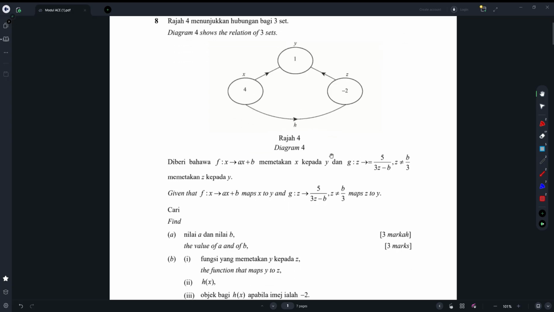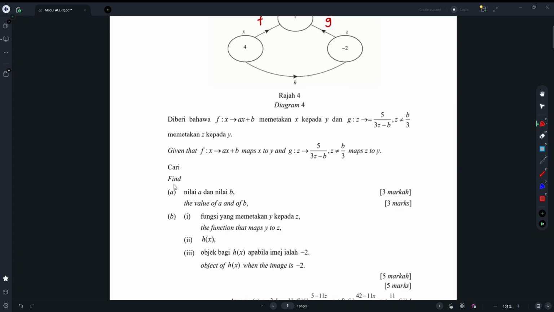As we read the question, we know that f(x) is ax plus b and maps x to y. So we can immediately label the diagram here as f in this particular location. This is function f, and then function g(z) is mapping z to y, so this is function g. This is the information that we got after reading the first statement.